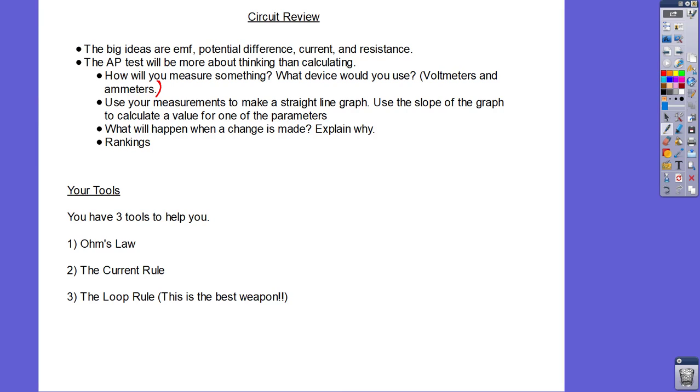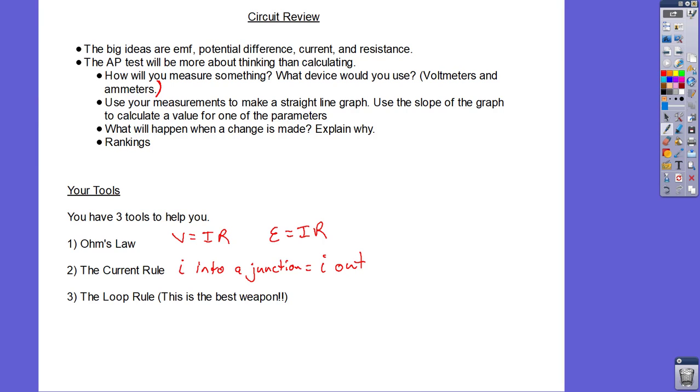So, when you're using the circuit stuff, the big thing to remember is you have three big tools to help you. You have Ohm's law, which we know is V equals I times R. Remember, if we're dealing with a battery on the AP test, it might also be in the form of EMF equals I times R. You have the current rule. So this was the current into a junction equals the current out, which is kind of common sense.